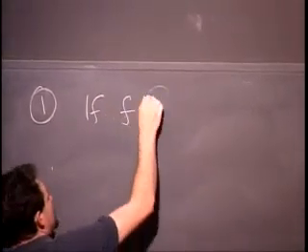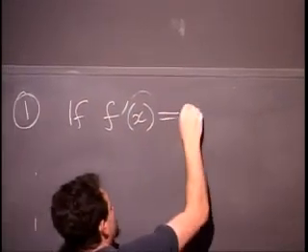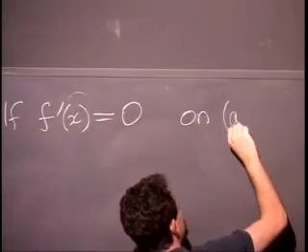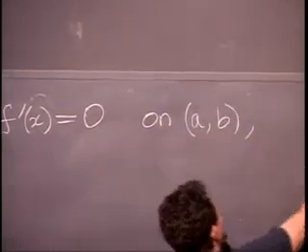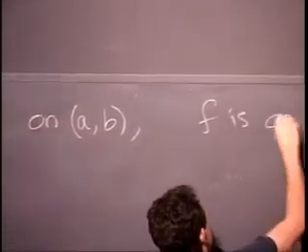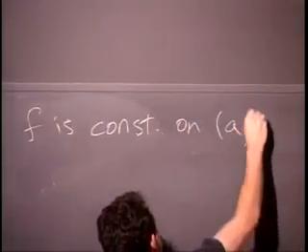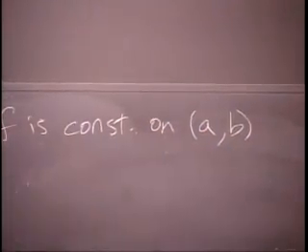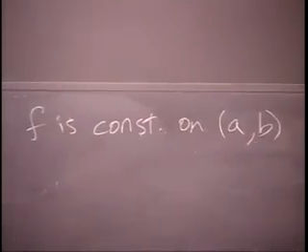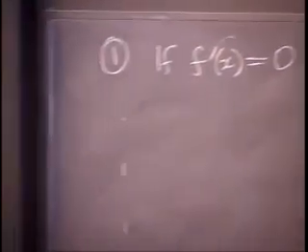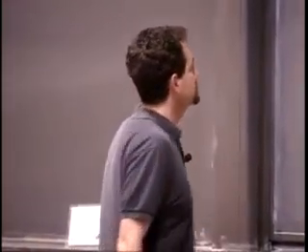If f prime of x always equals 0 on an interval a comma b, then f is constant on that interval. Okay, if the slope is always 0, the function is constant. Obvious? Sure. Prove it. Well, here goes.